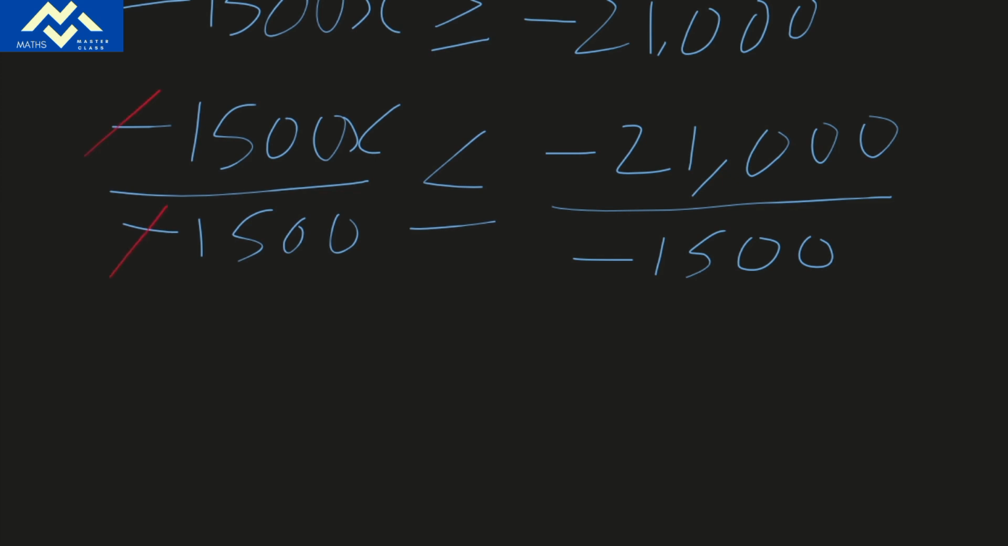Now, the minus 1,500 will cancel out. And we're left with x less than or equal to 14. Therefore, the number of books he can buy must be 14 or fewer. That means the maximum number of books he can buy is 14 books.